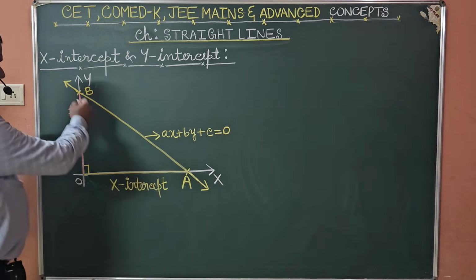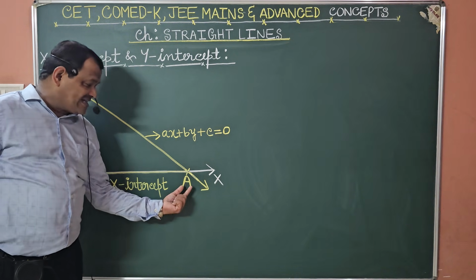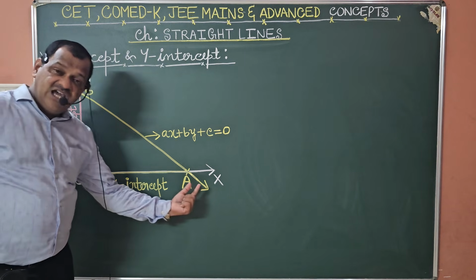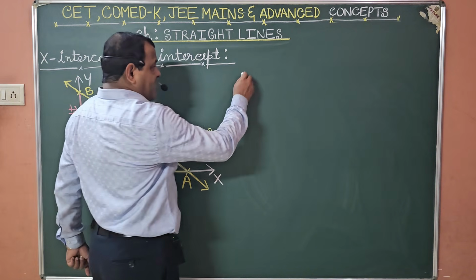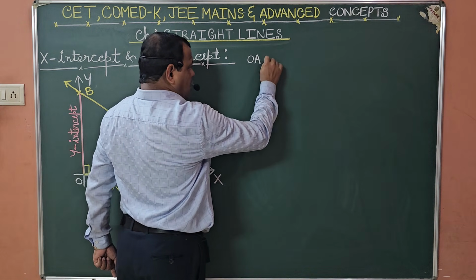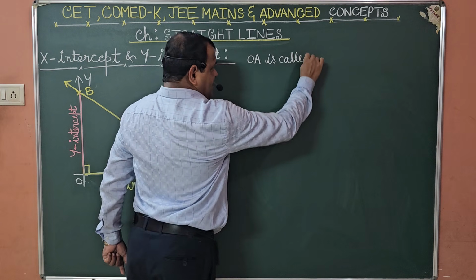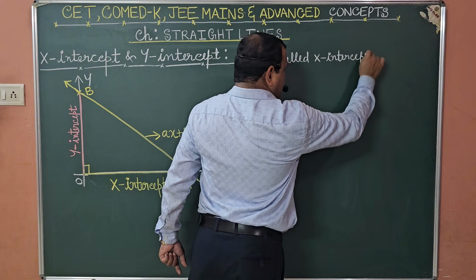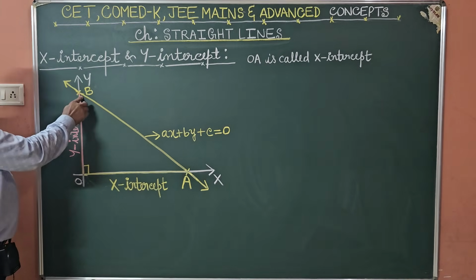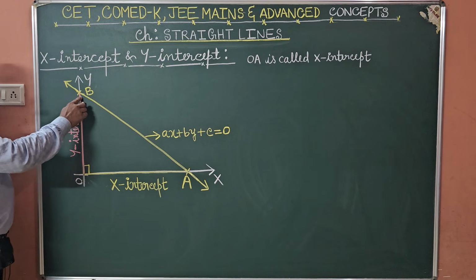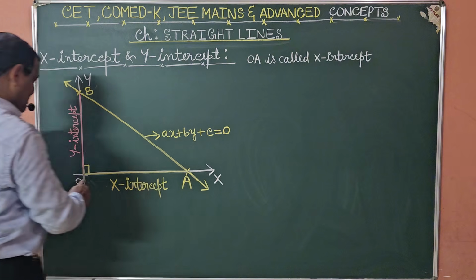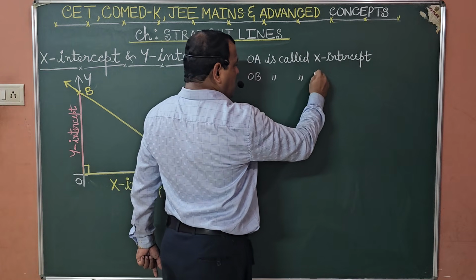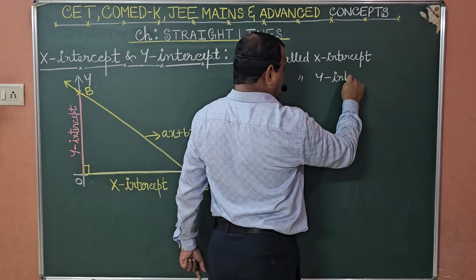Now when I drew the line, I drew it in such a way that it cuts our x-axis at the point A. Then measure the distance from the origin to A, that is called the x-intercept. See, I will write here OA is called the x-intercept made by the line. Similarly, the same straight line, you can see in the diagram, meets our y-axis at B. Then measure the distance from the origin to the point B. This is called the y-intercept, which in my diagram is OB. This OB is called the y-intercept made by the line.